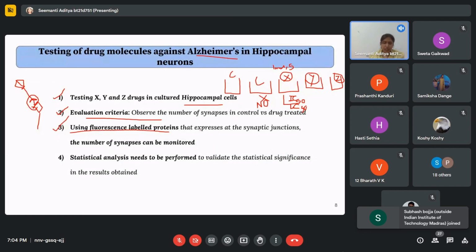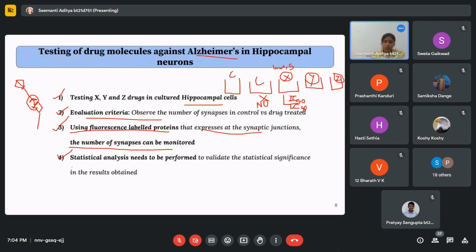In experiments such as this, it is not mandatory to do it in live cells. We can fix the cells and then check the number of synapses that are formed. We are not actually looking into the molecular pathway or using a live-cell method. We are just checking whether the drug is working by checking the number of synapses expressed. So the number of synapses can be monitored using fluorescently labeled antibodies against specific proteins which are present in the synapses.